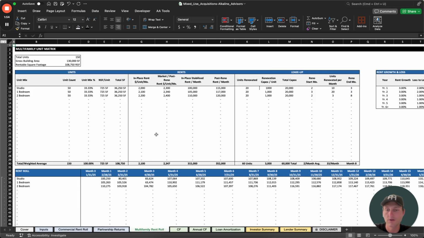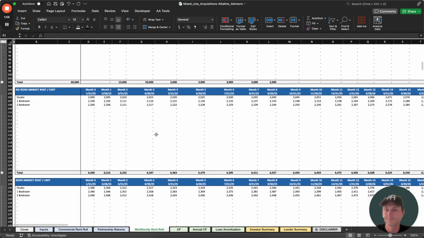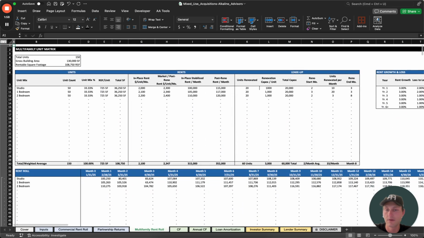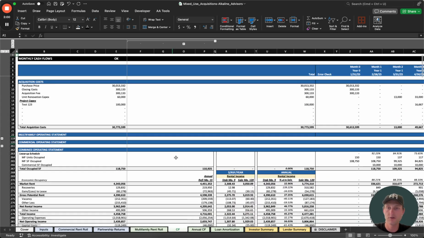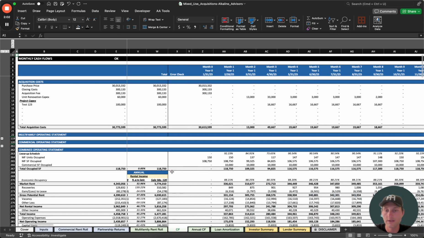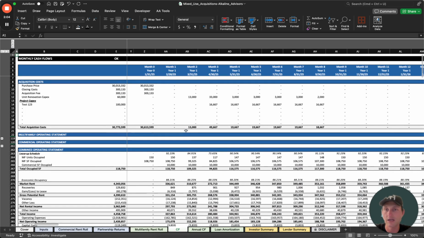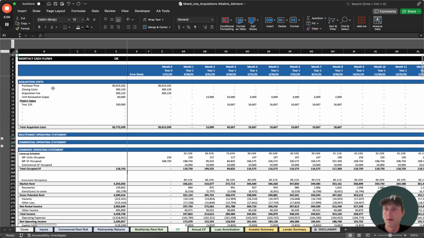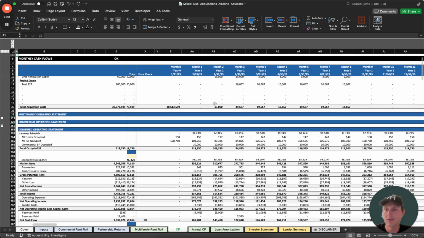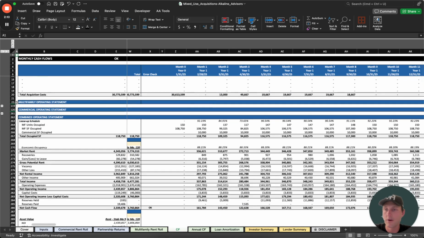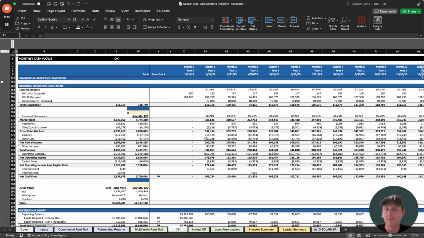Next, we just have general information on the multifamily rent roll, which is taken from the inputs tab. All of those inputs will roll into the CF tab, which stands for cash flow. You can see it segmented out by categories. We have acquisition costs up top. Then we have the multifamily operating statement and the commercial operating statement segmented out. Both of those will combine into, you guessed it, the combined operating statement.